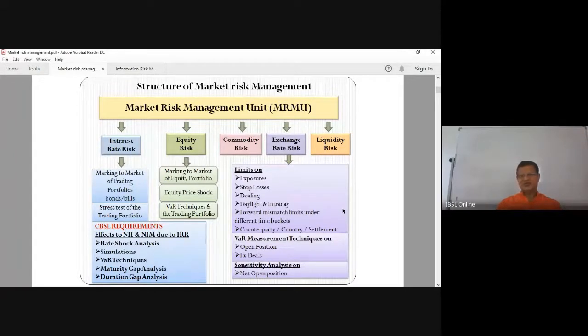You can do value at risk measurement to verify whether you are running a risk. You also can do various other sensitivity analysis based on various scenarios on your open positions to verify whether you are at a risk position. So the central bank also gives us various guidelines to do this sensitivity analysis, VaR calculations, the method we follow in identifying market risk. In the next slides, we will discuss them in detail.